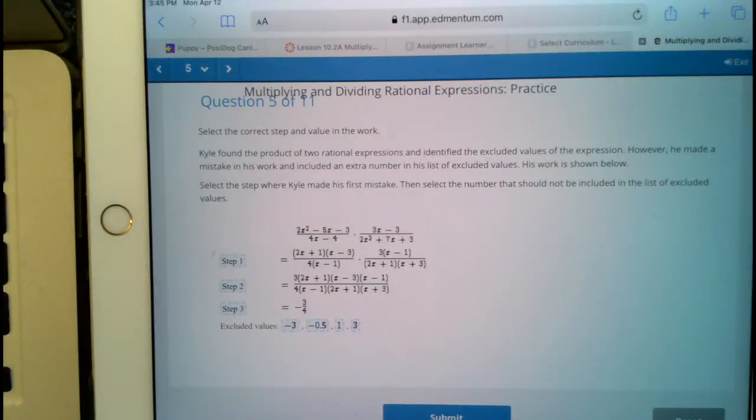Kyle found the product of two rational expressions and identified the excluded values of the expression. However, he made a mistake in his work and included an extra number in the list of excluded values. His work is shown below. Select the step where Kyle made his first mistake, then select the number that should not be included in the list of excluded values.